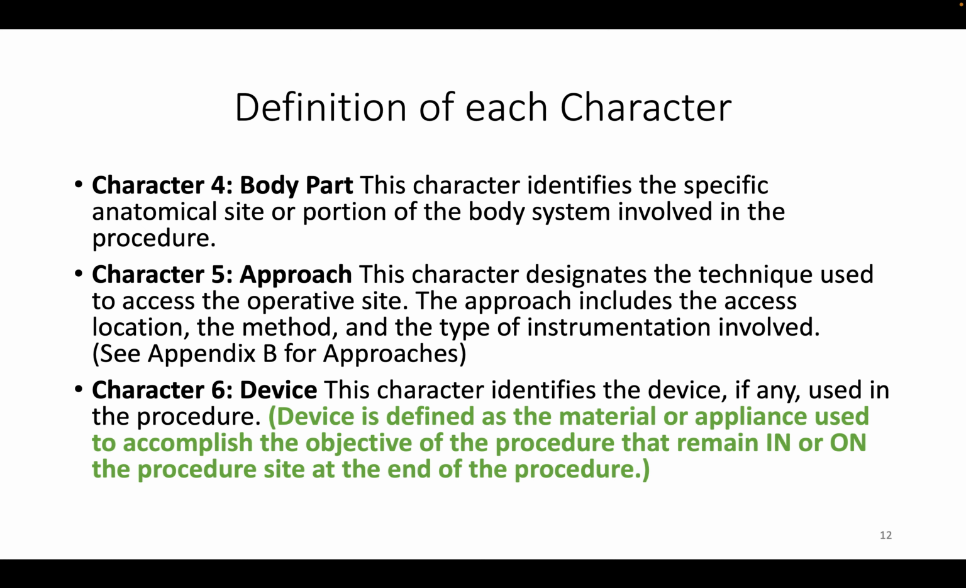Character 5 is the approach. How are they doing the surgery? Are they doing it open? Are they doing it closed? Character 6, device. This character identifies the device, if any, used in the procedure. This is very important. A device is defined as the material or appliance used to accomplish the objective of the procedure that remains in the body or on the body or the procedure site at the end of the procedure. So they have to keep it in there at the end of the procedure or it doesn't count.